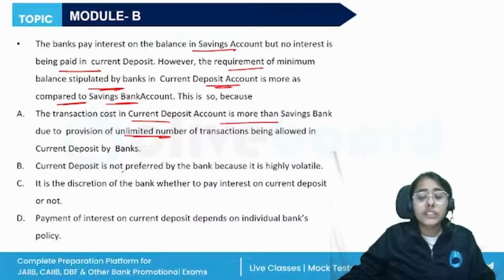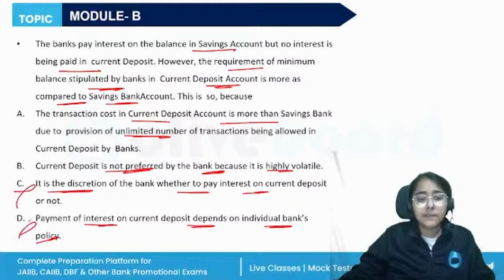The current deposit is not preferred by the bank because it is highly volatile. It is at the discretion of the bank whether to pay interest on current deposit or not. Or option D, payment of interest depends on the individual bank's policy. So C and D are definitely incorrect.